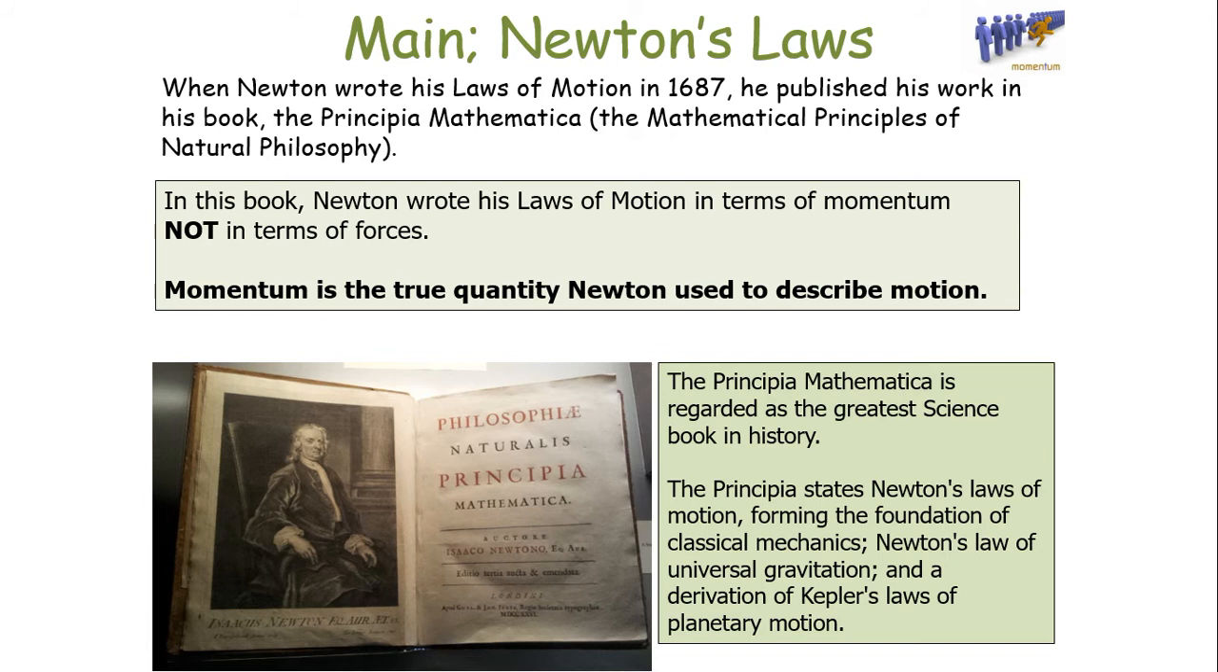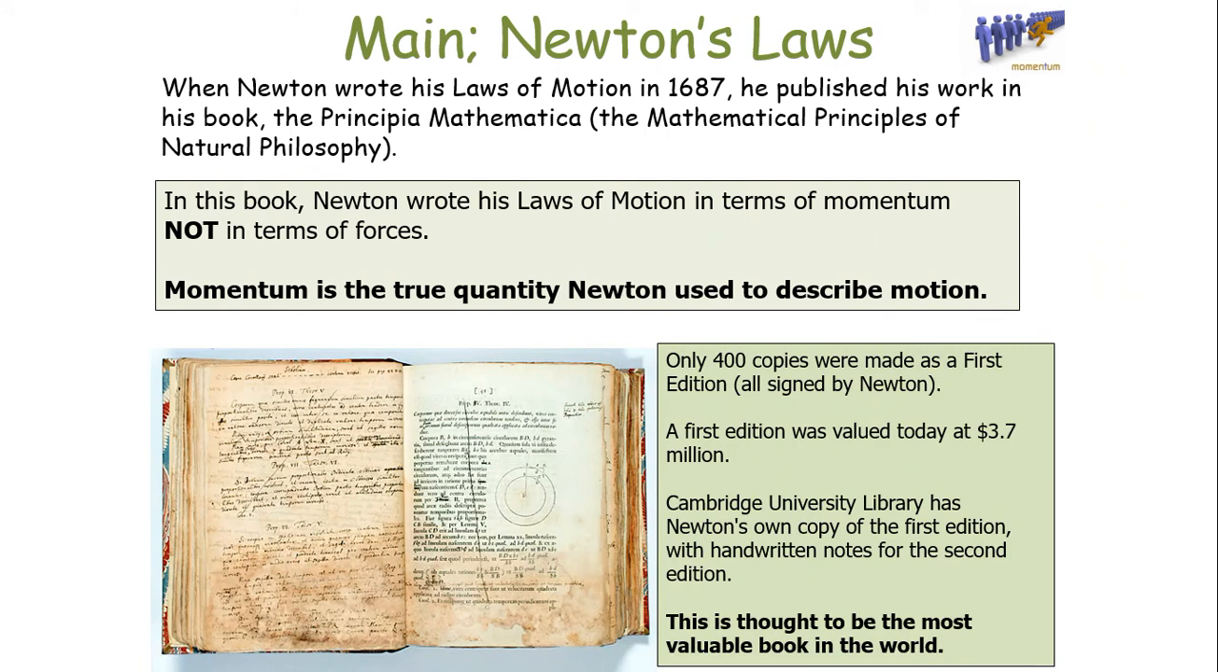Now, when Newton wrote his laws of motion in 1687, he published his work in his book, Principia Mathematica, the mathematical principles of natural philosophy, which is the name for physics back in those days. Now, in this book, Newton wrote his laws of motion in terms of momentum, not in terms of forces. So momentum is the true quantity Newton used to describe motion.